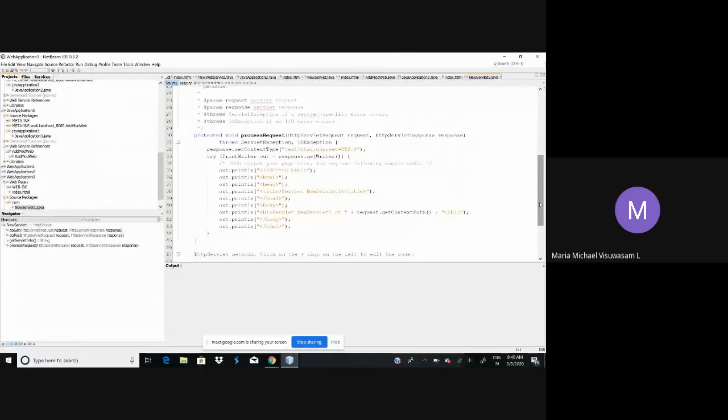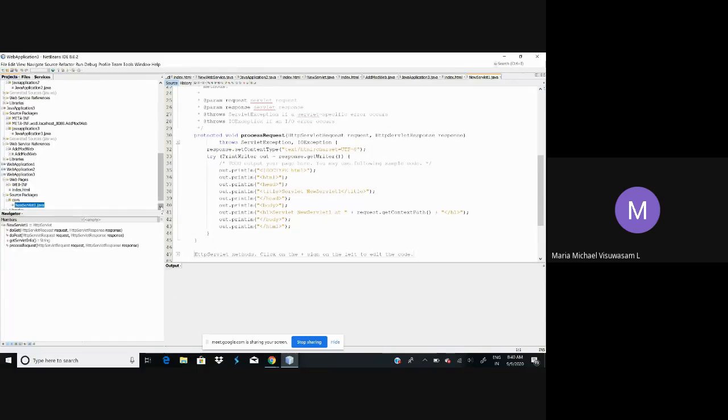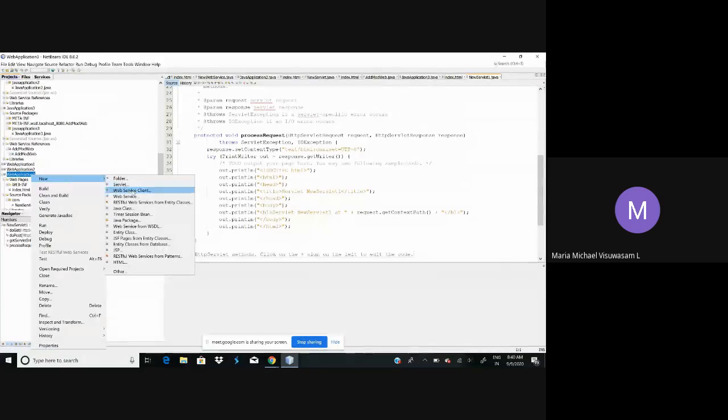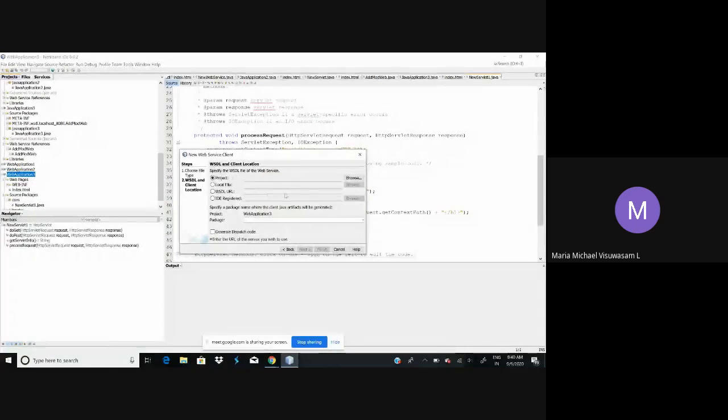Now, for this, we have already created a web service, right? So right click, create a web service client, select the web service project. AddModWeb is the project which we created yesterday. So select that one. Okay. So it is saying server not running.